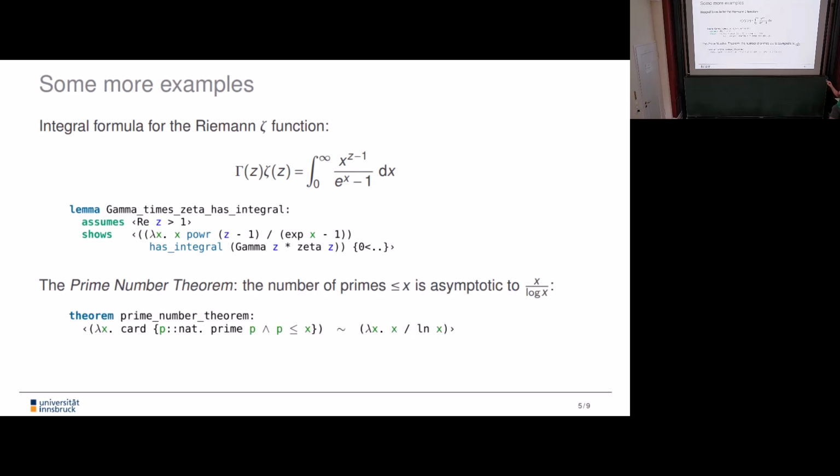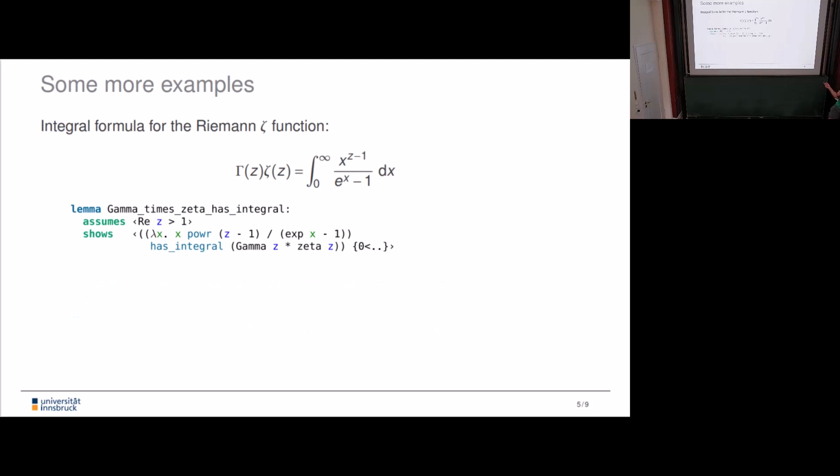Are the curly brackets over there the limits of the integral?